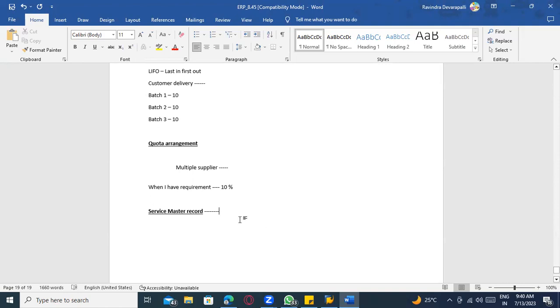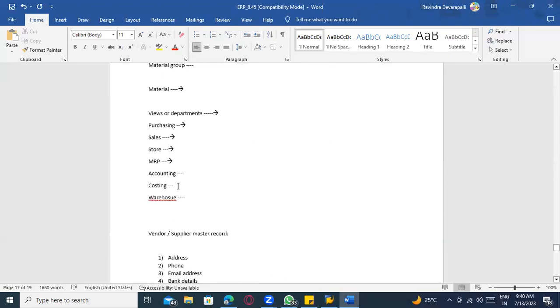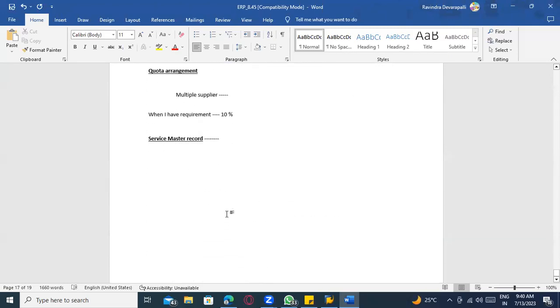So in this case, what will happen? I cannot use the material master, because material master should have the material number. But here I don't have any material number because this is services.